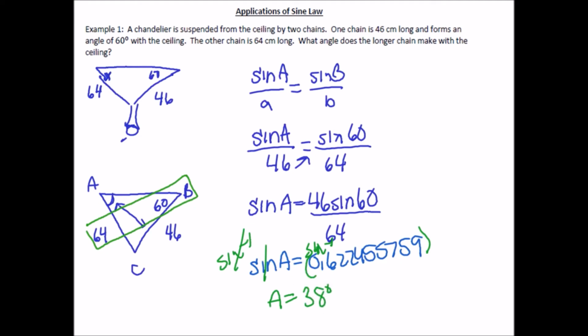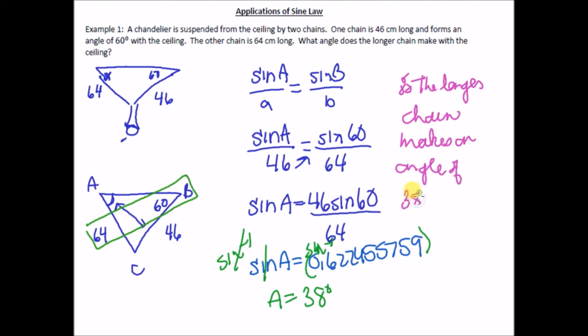So we can simply say, let's go with purple, okay? Therefore, the longer chain makes an angle of 38 degrees with the ceiling.